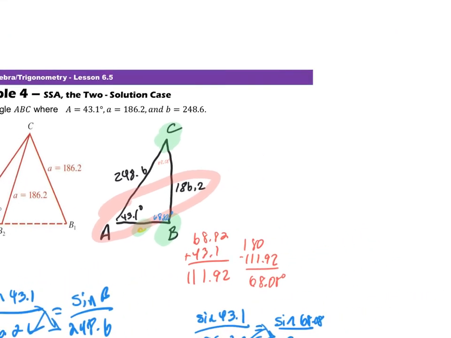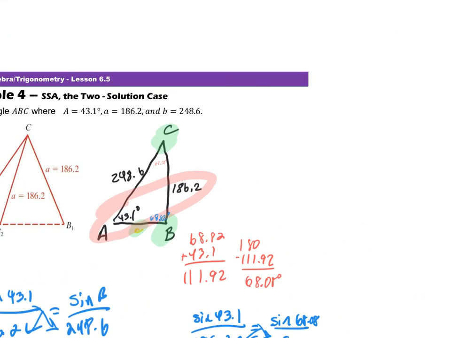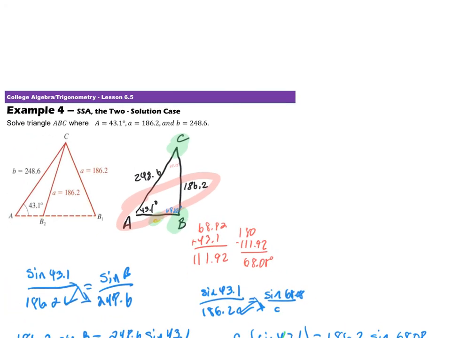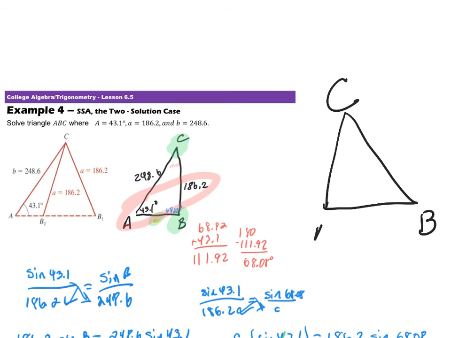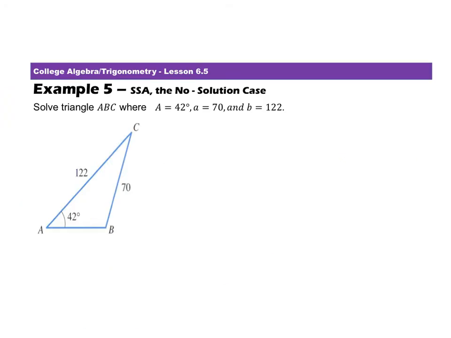My second triangle is going to look like this. So C is here, B is here, A. Okay, side A is still 186.2. Angle A is still 43.1. And then now I have to solve for here and here, given that side B is 248.6. All right, in this last case, there will be times, guys, when you get no solution.